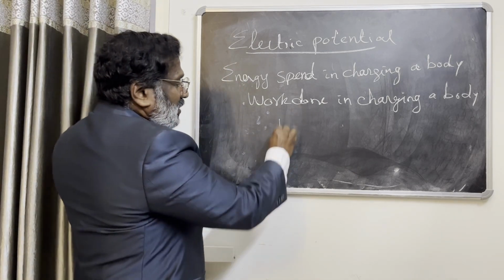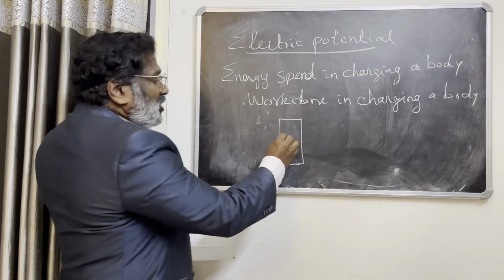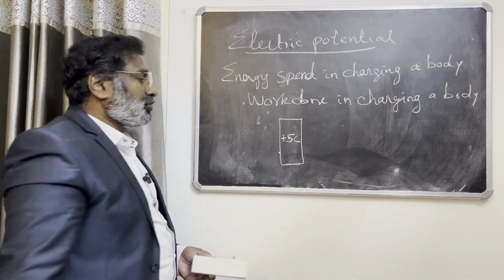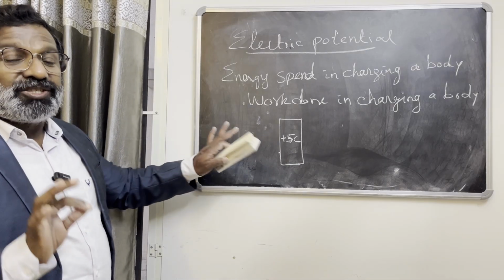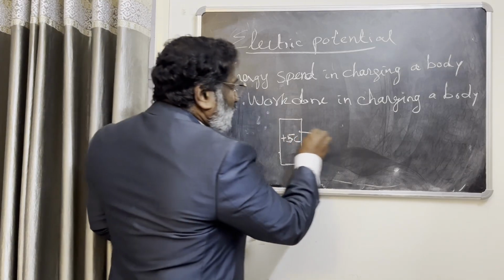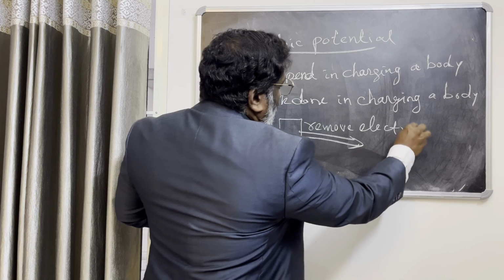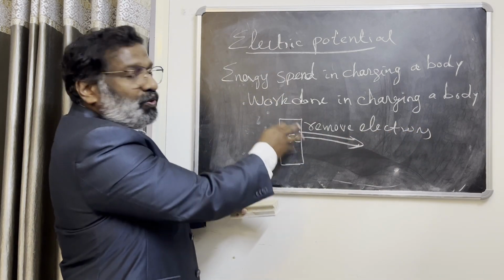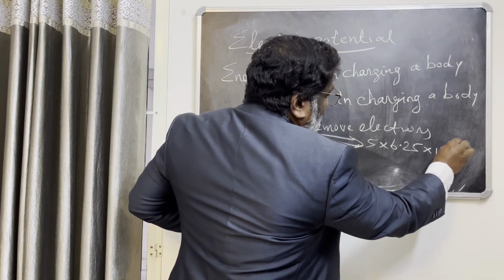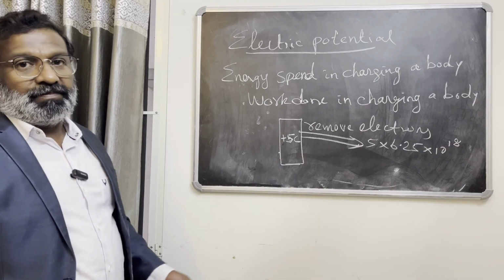I will explain with an example. Same metal plate. I am charging it to plus 5 coulomb. What does it mean? I am removing electrons. How many electrons have to be removed to charge it to plus 5 coulombs? 5 into 6.25 into 10 power 18 electrons have to be removed to charge it to 5 coulomb.